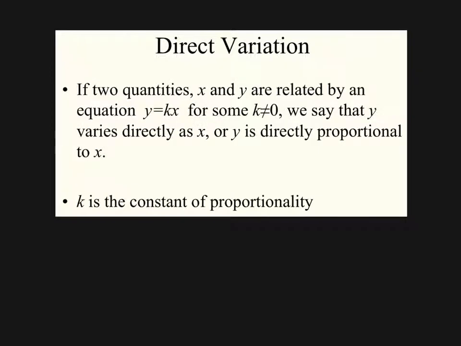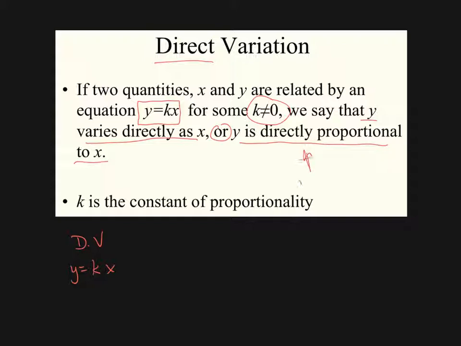The first type of variation we'll deal with is direct variation. And it simply says if two quantities, x and y, are related by an equation, right here, this is the example we're going to use for direct variation. So I would just say that direct variation in my notes, y equals kx, where k can't be 0, otherwise you would just have y equals 0. And we say that, and this is important, that y varies directly as x, or y is directly proportional to x.